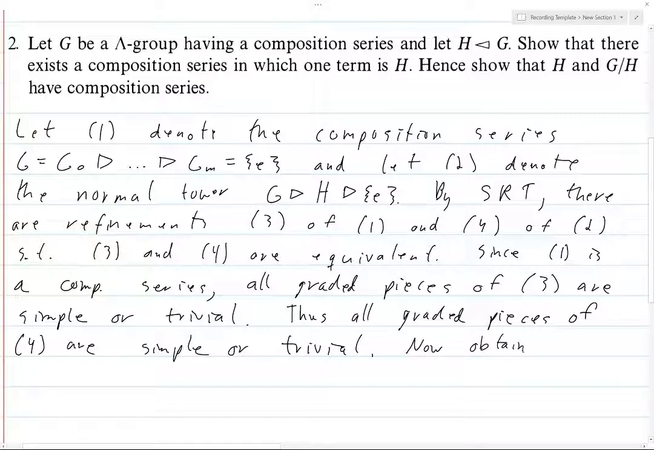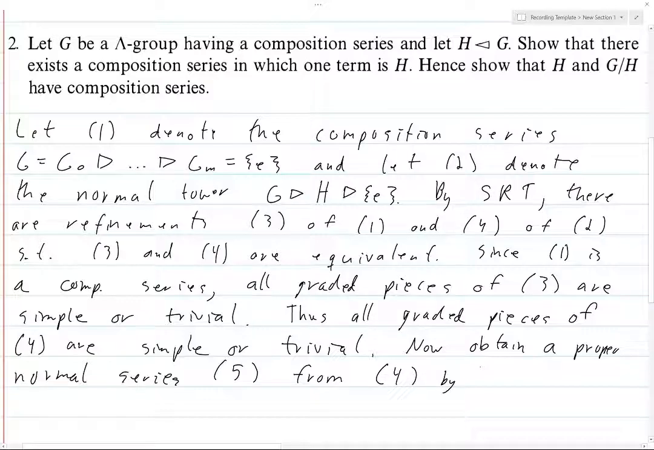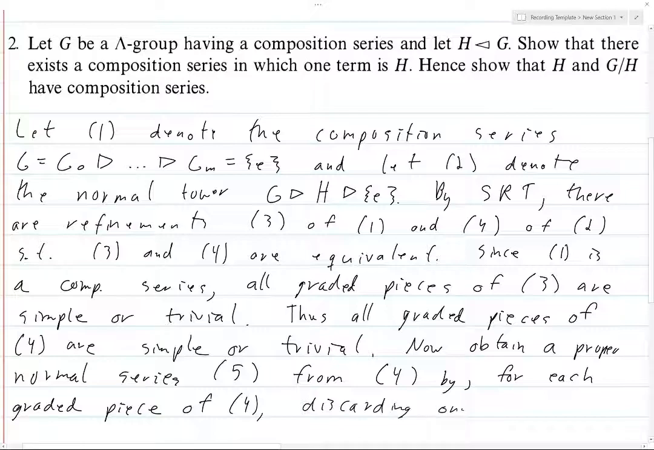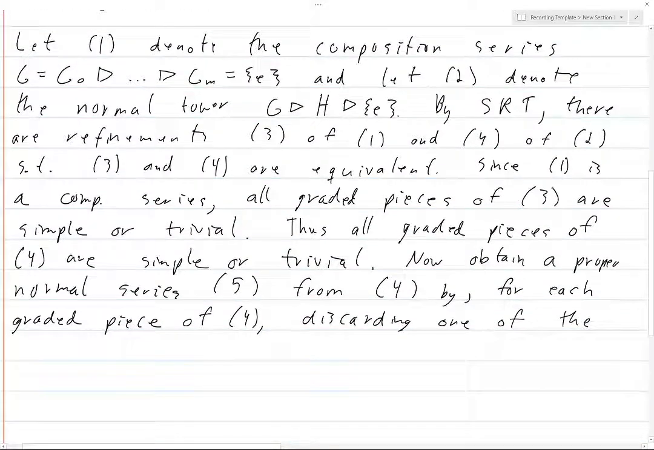Okay, so now we will obtain a proper normal series, which we will denote by 5, from 4, by, for each graded piece of 4, discarding one of the two subgroups of G which is involved in that graded piece.